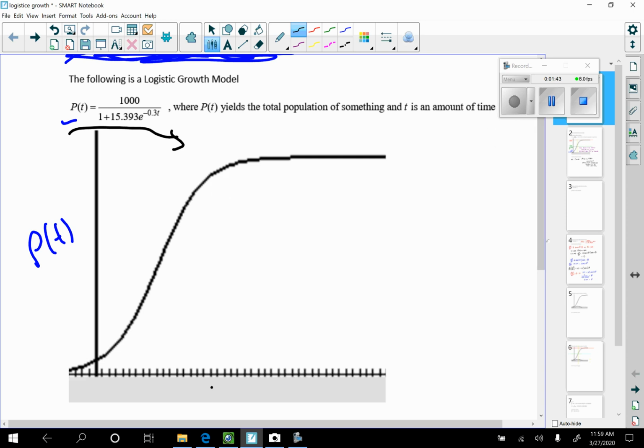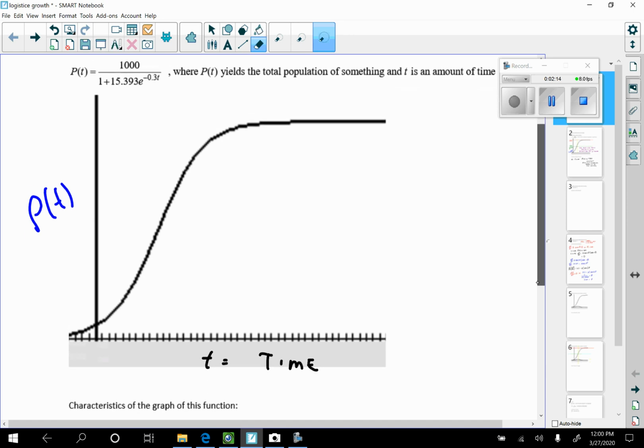This guy right here is our t values. And t is some moment of time. And we don't know what the units of time are. We don't know what the units of the population are. But right now, this is the model right here. This is what we're looking at, this graph. And all I want to do at this point is look at some characteristics of this graph, where P of t is the output, time is the input.